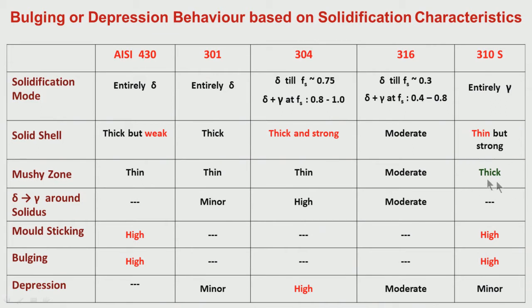Here the mushy zone will be thick during solidification, and we have a very thin solid shell, which cannot resist the ferrostatic force or strain. So, the bulging strain and sticking strain are more, that is why you have mold sticking and bulging tendency.